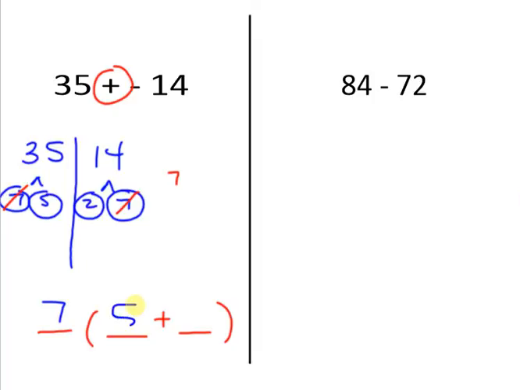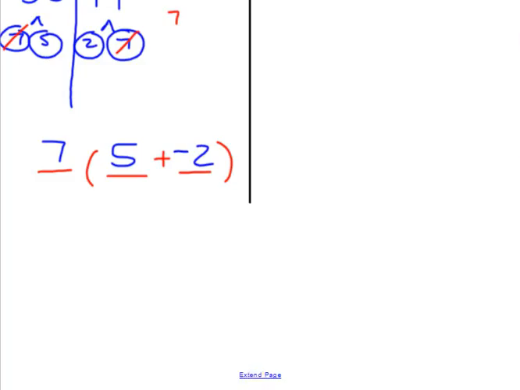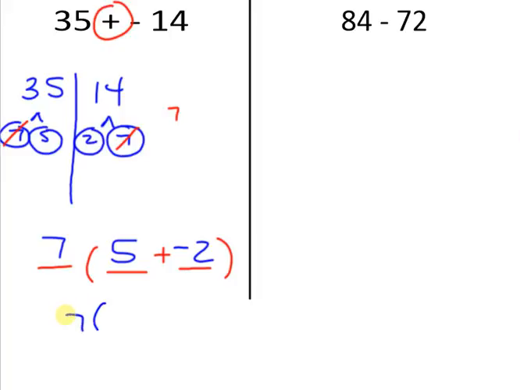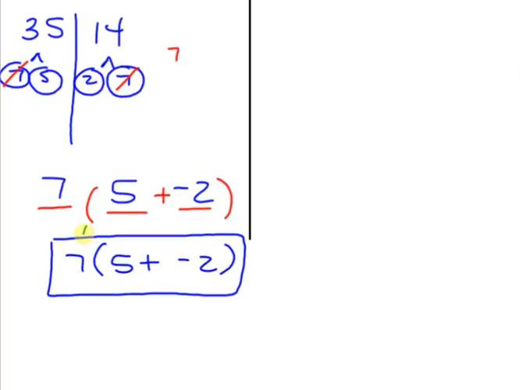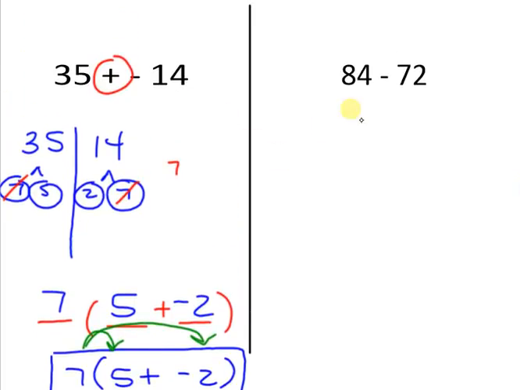35 divided by 7 is 5. Negative 14 divided by 7 is negative 2. And I'm just going to write it in a slightly cleaner way here so it looks nicer. Put a nice box around it so I indicate that that's my answer. And then always check your work if you can. Redistribute it back. 7 times 5 is 35, plus 7 times negative 2 is negative 14, which matches my answer up here.